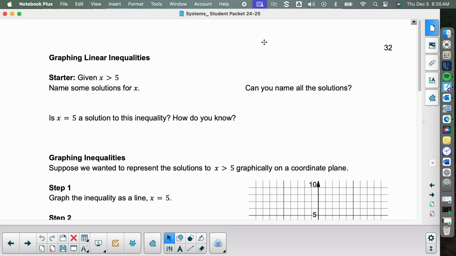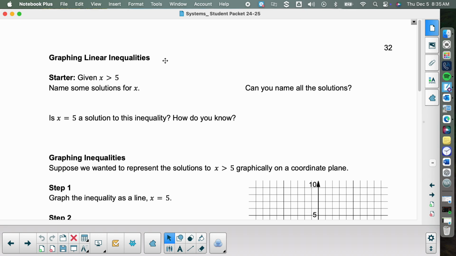Evan, what table we got? Table 0. Teacher's choice on the first one. Let's go with 5. 1, 2, 3, 4, 5. It's a nice, easy question to start off the day with.